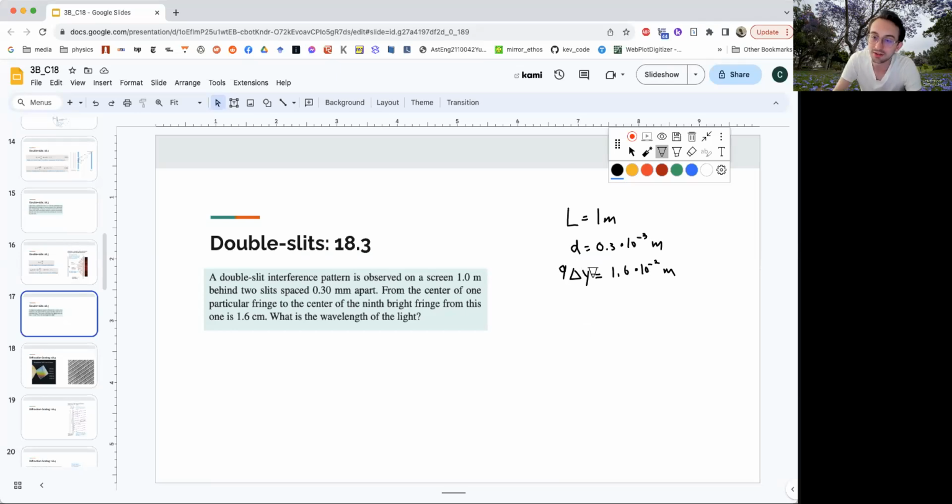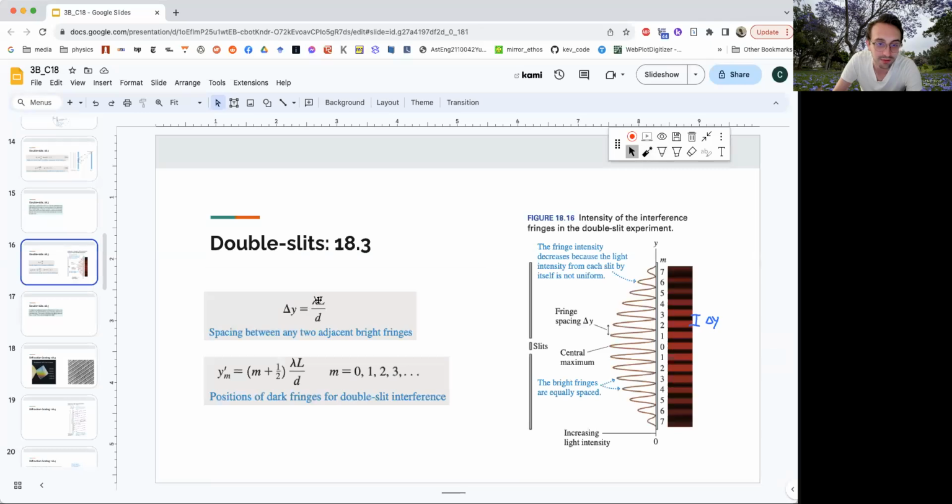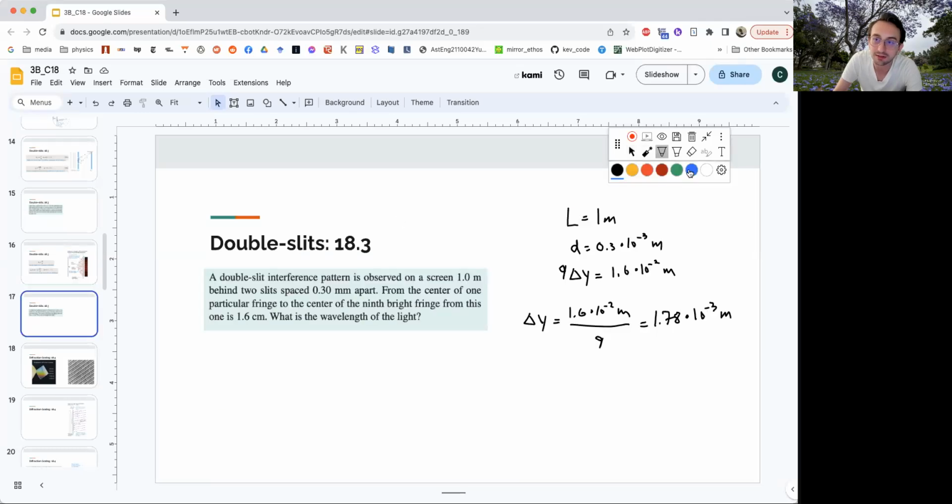Okay, so to get delta y, what we need to do is take 1.6 times 10 to the minus 2 meters and divide it by 9. Okay, and so when I do that, I got 1.78 times 10 to the minus 3 meters. And now we can get lambda quite easily, right? We have a formula, delta y is lambda L over D, so we can just rearrange that.